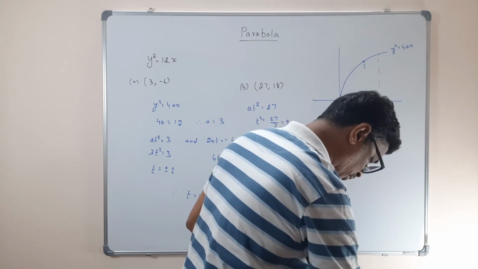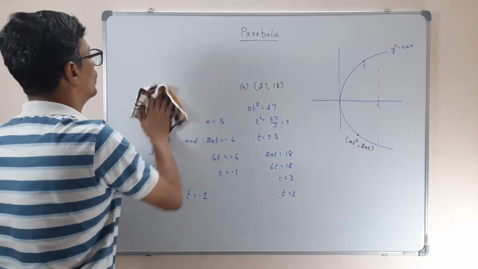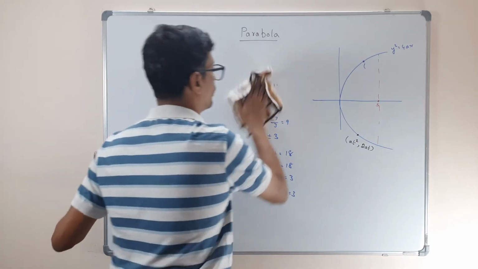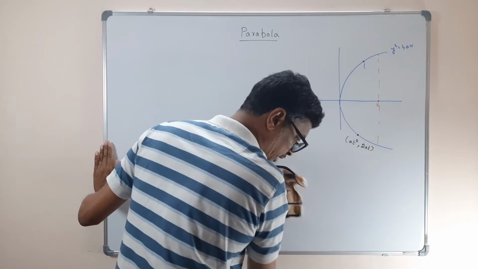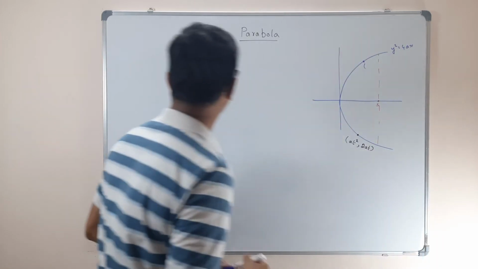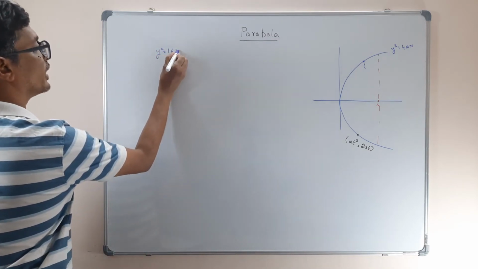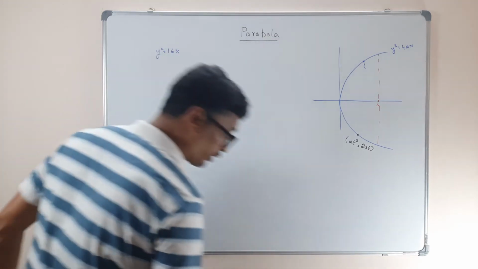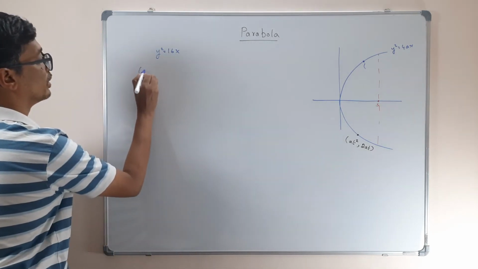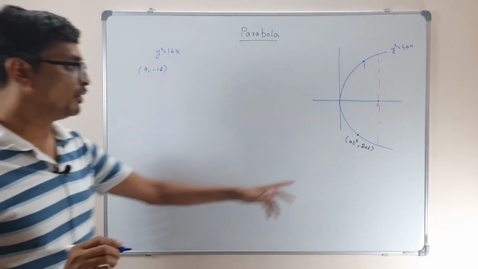Okay, there's one more problem they have given. I will do that also. What they have given is y square equal to 16x. Of course, it's a very simple parabola. You want to find out the parameter for the point 9, minus 12. Find the parameter of the point. Parameter means you have to find out t.